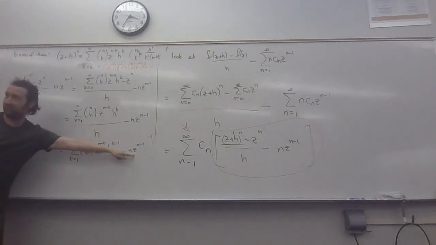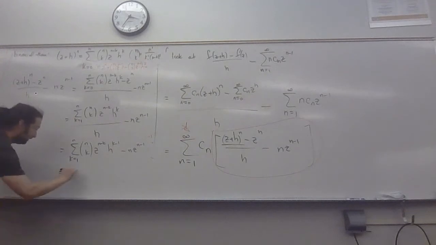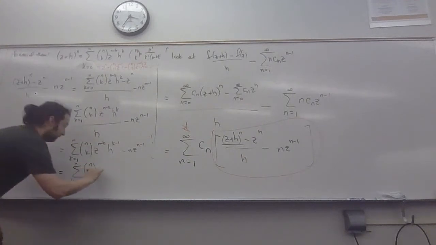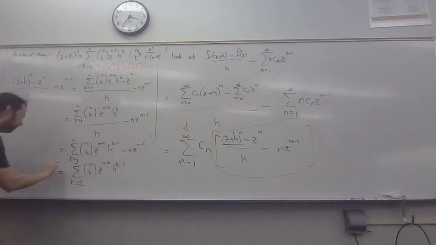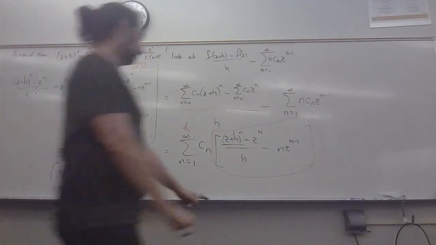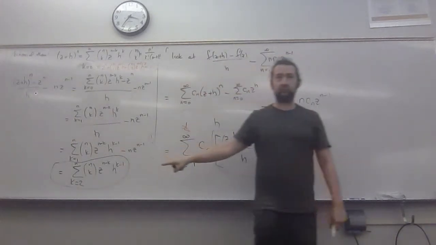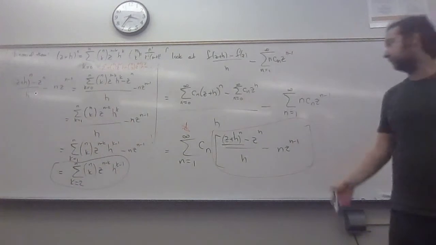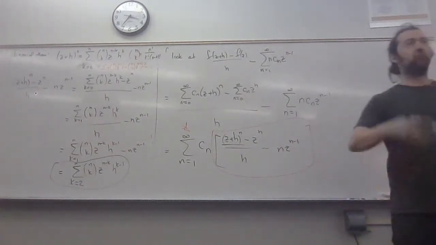So one more algebra step gets you the sum from k equals 2 to n of n choose k, z to the n minus k, h to the k minus 1. So this right here is where we're at right now. All of this is the same as that. Now, we're not done, but that's where we are in the process of doing this estimate, right? So when you're doing estimates, it's all about reducing to something useful.